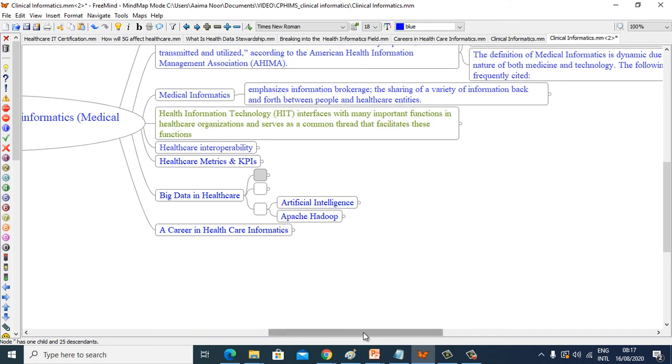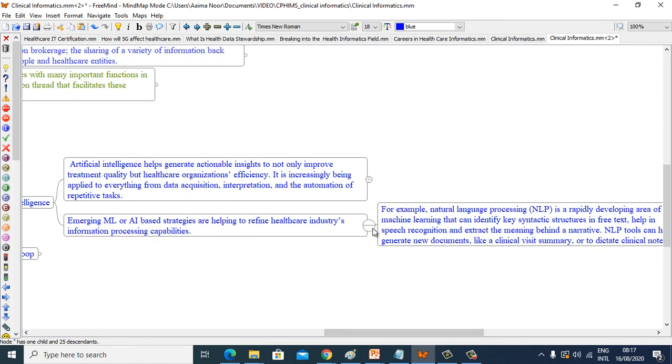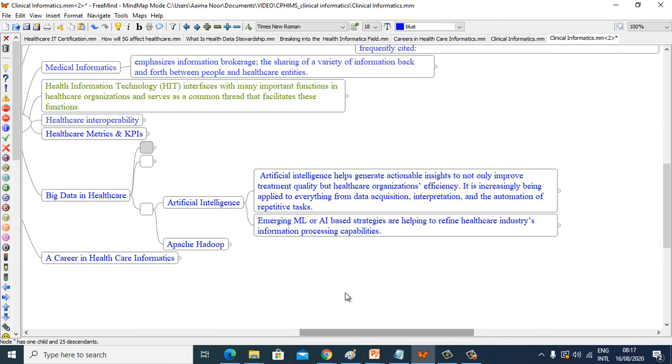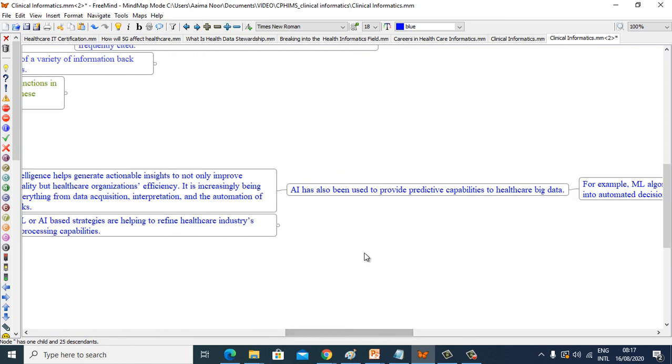Now we'll see artificial intelligence in big data. Artificial intelligence helps generate actionable insight to not only improve treatment quality but healthcare organization efficiency. It is increasingly being applied to everything from data acquisition, interpretation, and the automation of repetitive tasks. AI has also been used to provide predictive capabilities to healthcare big data.